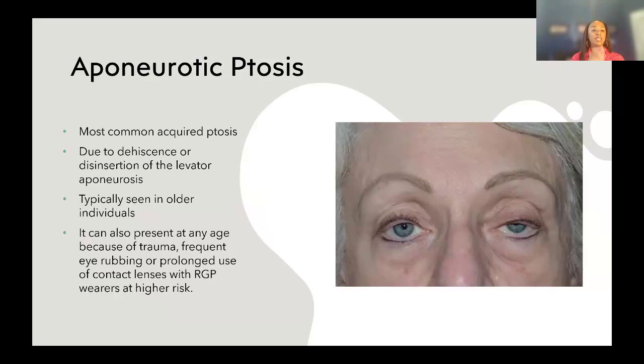It is when there is dehiscence or disinsertion of the levator aponeurosis. This is not a muscle issue. This is a connective tissue issue. So essentially that tissue is just aging with the patient. Seen in older patients, it can be caused from trauma, from frequent eye rubbing. It can even be caused from prolonged RGP wear. And for those of us that have been practicing long enough and have seen patients age with RGPs, we definitely see this. We usually see it bilateral, but sometimes more asymmetric. It can also happen after surgeries like cataract surgery. Anytime that the lid is manipulated, an aponeurotic ptosis can result.